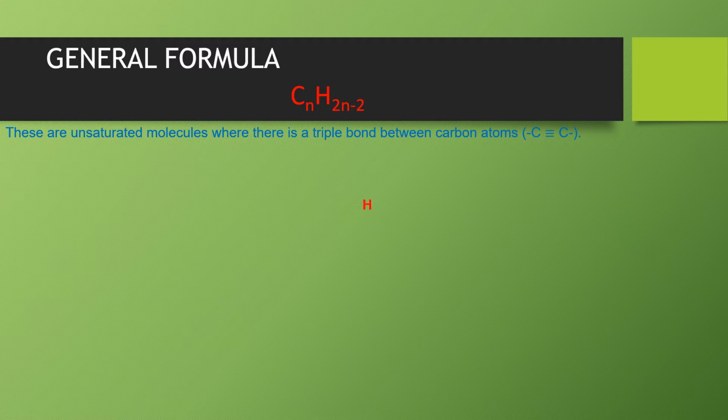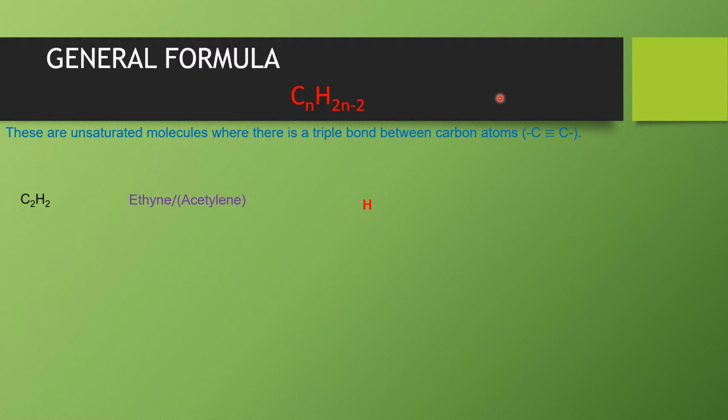Now alkynes are unsaturated molecules because they contain a triple bond between the carbon atoms. Therefore, it is important that the minimum number of carbon atoms in the alkyne should be 2. So if carbon is 2, hydrogen will be 2. According to the general formula, carbon is 2, hydrogen will be 2 times 2, which is 4. 4 minus 2 is 2. So C2H2.